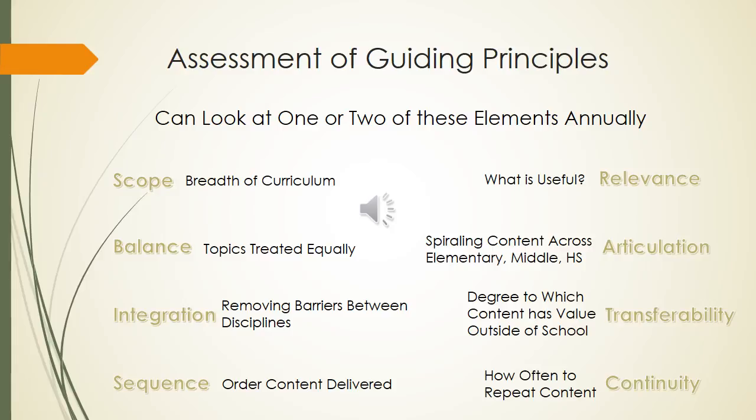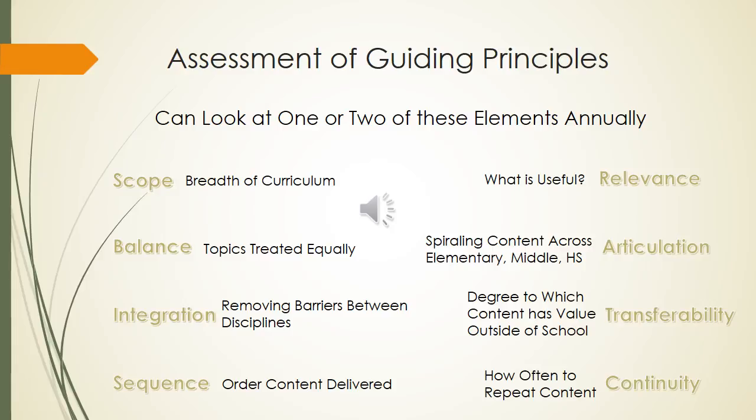On the left-hand and far right-hand side, you see the guiding principles are there. And then there's an explanation of what that guiding principle is. For example, top left, the scope of the curriculum. That looks at how broad is the curriculum. So how much of the content that could be presented is presented. Are students receiving an adequate background in Algebra 1? Or is it too narrow?